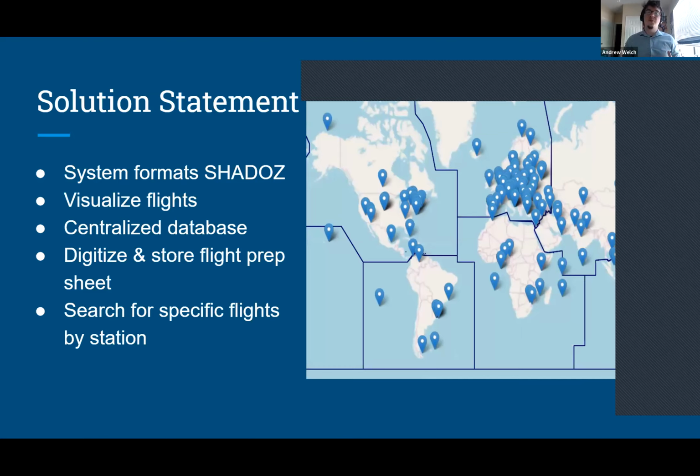Another cool thing that we wanted to do is search for specific flights by station. Right now, if I'm someone in Hawaii that has a station and I want to look at Dean Morris's stuff, I have to email him. He has to send me maybe his shadow files. I have to figure out how his shadow file compares to mine. It's kind of a mess. So we wanted some kind of very centralized system, just plug in a location and a date and be able to get back that consistent shadow file.